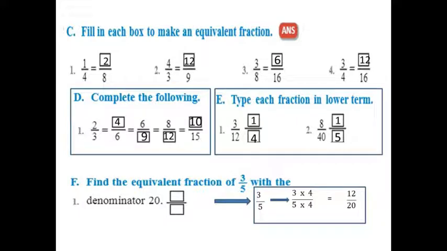The next sum, complete the following. 2 by 3 is equal to dash by 6 is equal to 6 by dash is equal to 8 by dash is equal to dash by 15. You need to find out the equivalent fraction for all these missing numerators and denominators. So 2 by 3 is given here. So what multiplied by 3 will give you 6? 2. So the same 2 you will multiply in the numerator also to get 4 by 6. So 2 by 3 is equal to 4 by 6. Next, 6 by dash. So already you know if you multiply by 3 you will get 6.